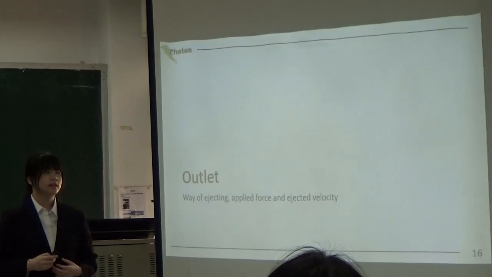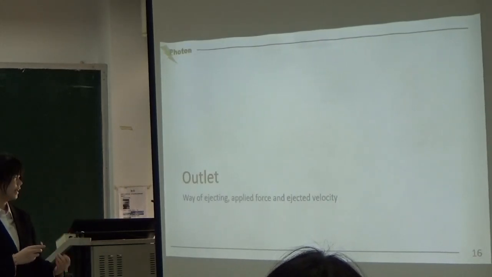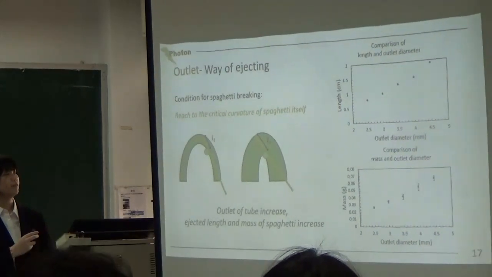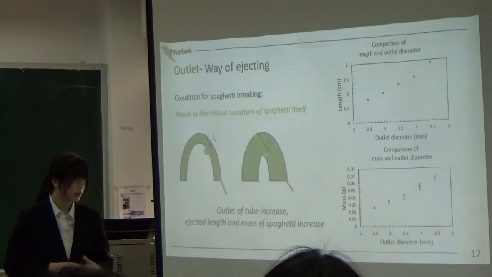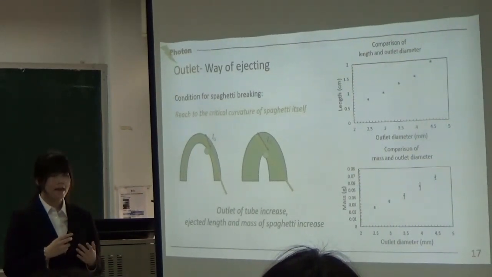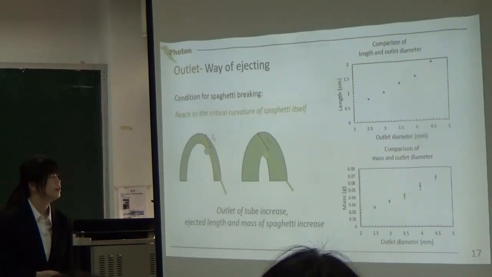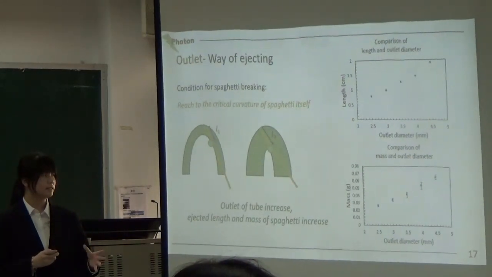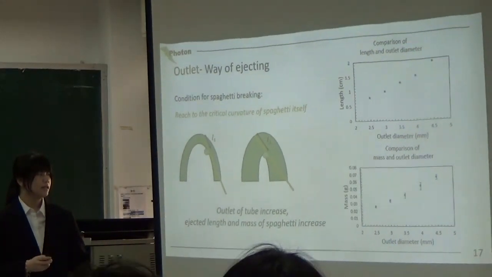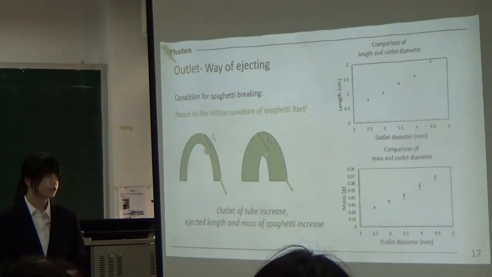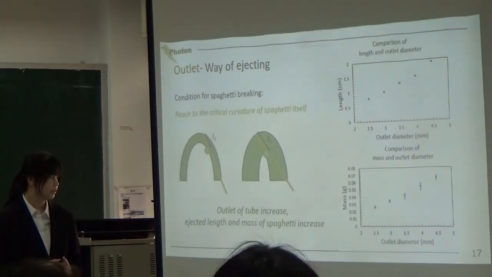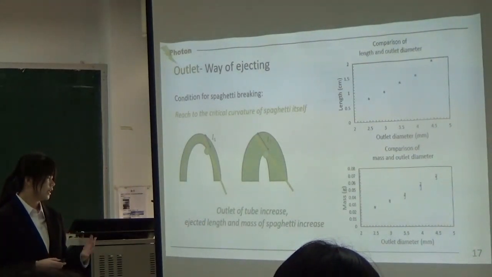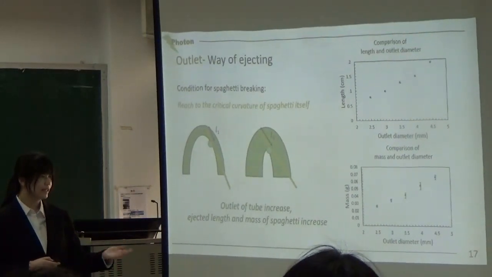And the next variable is outlet diameter. Here is the way of ejection. We also see that when the outlet diameter increases, the mass and length will increase. Because when the diameter increases, the spaghetti has more space to move forward, and the spaghetti enters at a longer angle, so the curvature will decrease. So when the outlet diameter increases, the ejected length and the mass of spaghetti will increase.